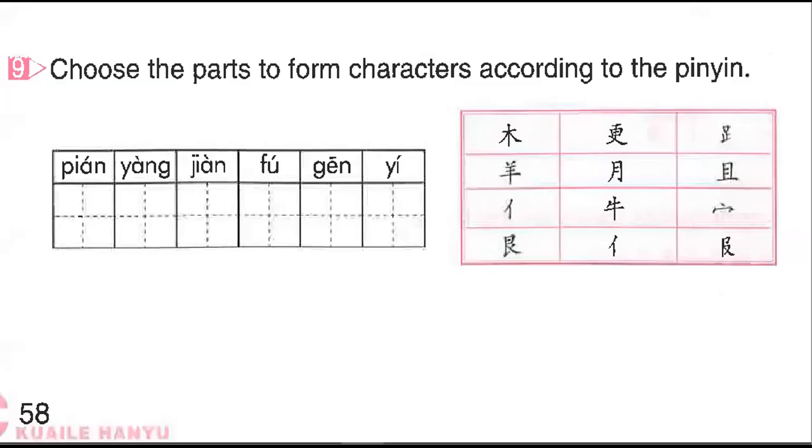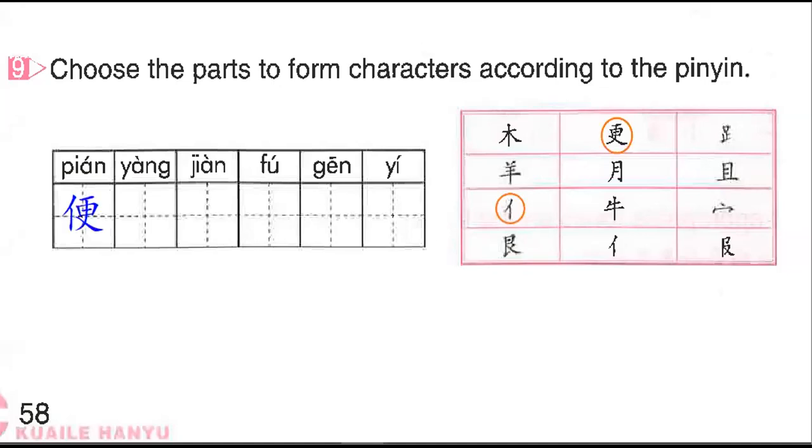This is Kuaile 2. We are in the workbook and we're going to correct exercises 9 to 14. Okay, we are on page number 58. Please follow the explanation. First of all, I have to choose the parts to form characters according to the pinyin. So let's do this exercise.